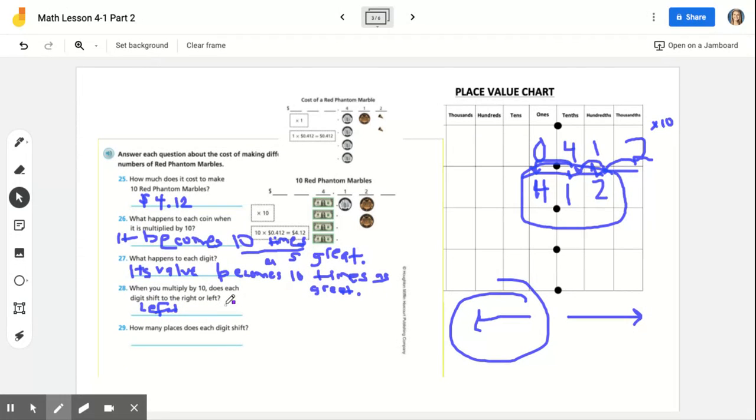They're becoming bigger. And then 29 says, how many places does each digit shift? How many places? We said 1. Each digit goes 1 to the left when we multiply by 10. And then before we move on, what I want you to do is put a big circle around times 10. All these problems related to multiplying by 10. And these are all the rules that this follows. And this should look familiar from when we were multiplying whole numbers by 10, right? Okay, let's keep going.